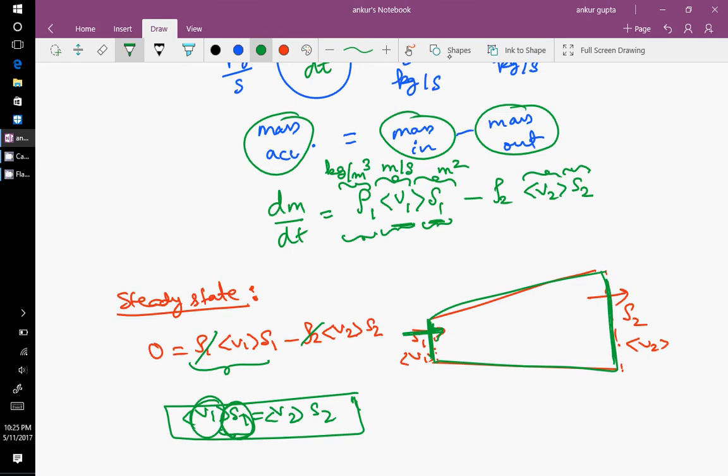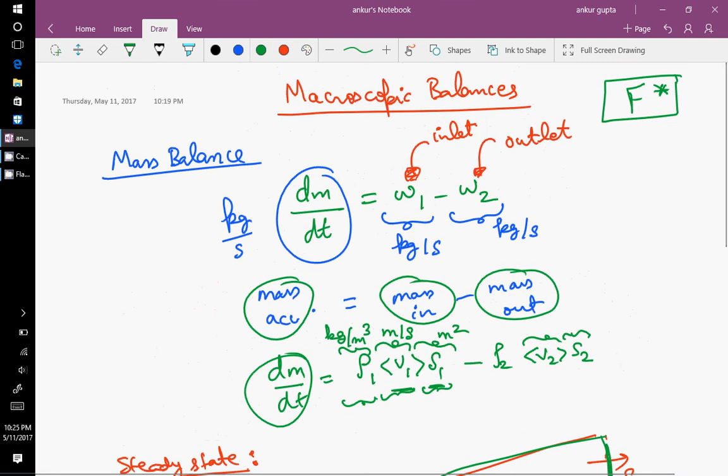And most of the cases we will deal with steady flow. So now, one thing that I have implicitly assumed here is that the flow is perpendicular to the cross section, and that is generally the assumption we have made while deriving this equation of dm by dt is equal to w1 minus w2. So this is just sort of a refresher.